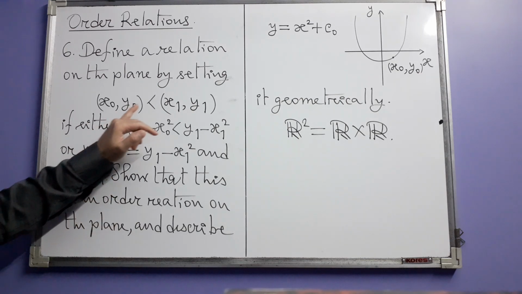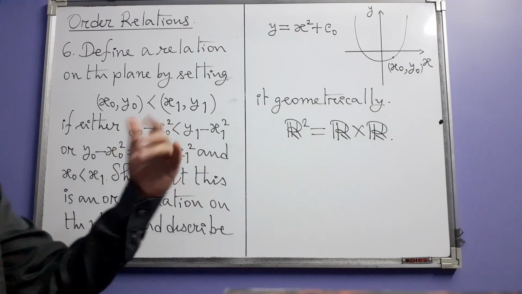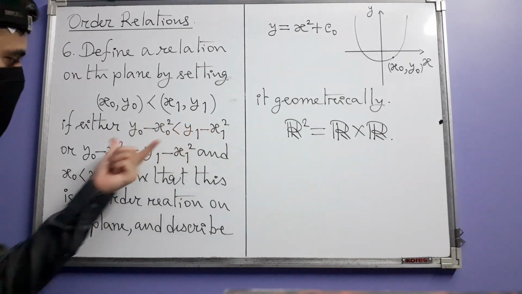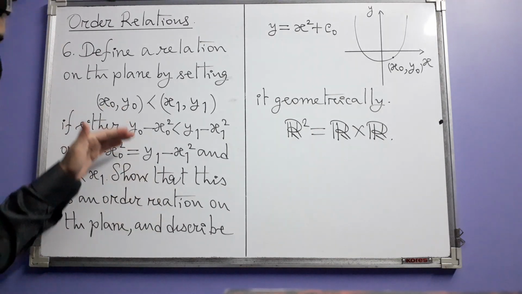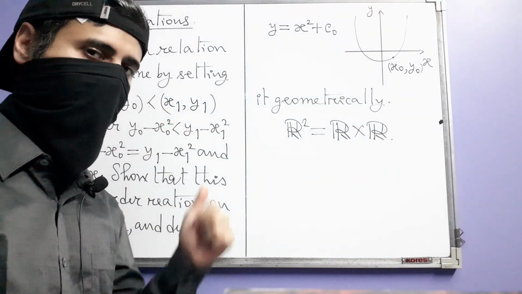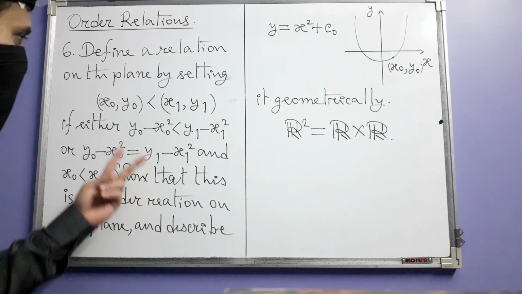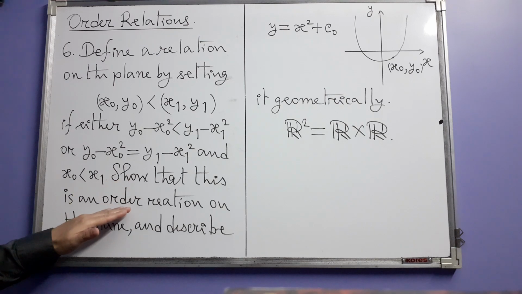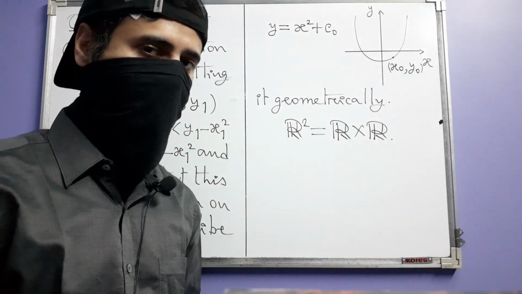And the relation relates two ordered pairs of real numbers if either (y0 minus x0 square) is less than (y1 minus x1 square), or if these two real numbers are equal and x0 is less than x1. If either of these two conditions is true, then we say that (x0, y0) is related to (x1, y1) by this relation. Or you can also express it more casually by saying that (x0, y0) is less than (x1, y1). Now we have to prove that this is a legitimate ordered relation on the plane, and we have to describe it geometrically as well.